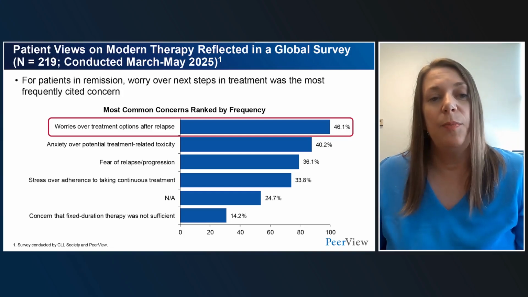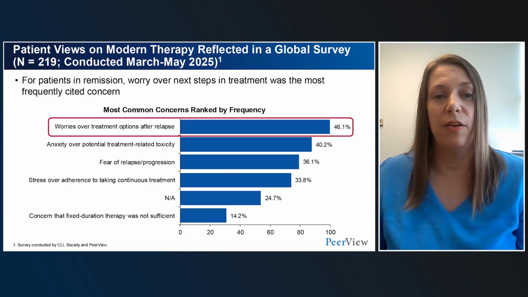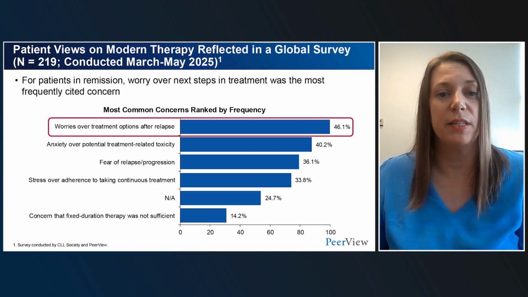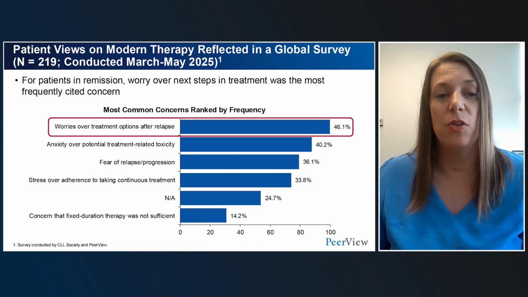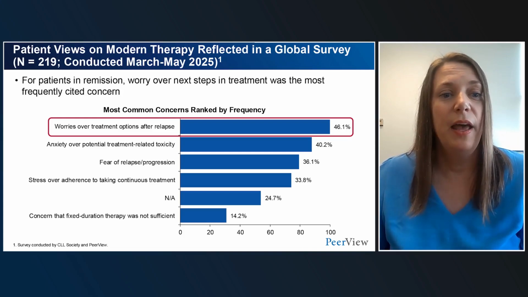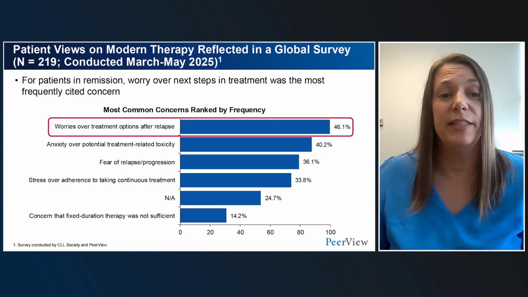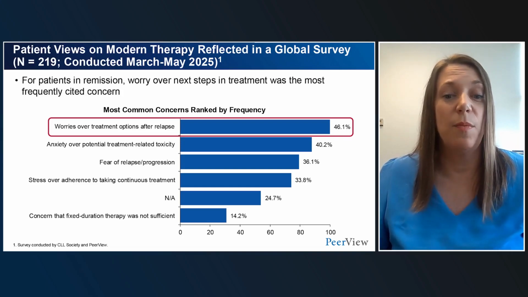So, when looking at people who were currently in remission, when asked for their biggest concern in clinical practice now, most of the patients said that it was worries over treatment options after relapse. So they didn't know what they were going to get as their next treatment. As well, there is a lot of anxiety about potential treatment-related toxicity, fear of relapse, for those on continuous treatment, stress over adherence. And then for a few people who are undergoing fixed duration therapy, concerned that maybe their fixed duration therapy wasn't going to be sufficient.